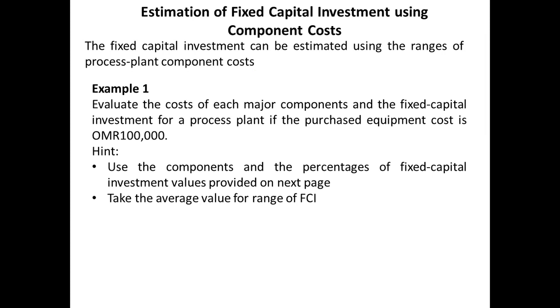together. Estimation of fixed capital investment using process component cost. The question is, evaluate the cost of each major component and the fixed capital investment for a process plant. If the purchased equipment cost is 100,000 real. Hint: use the components and the percentages of fixed capital investment values provided on the next page. Take the average value for range of FCI and percentage.